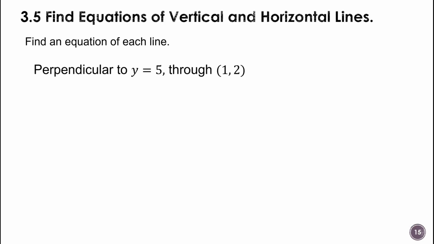Okay, finding an equation of a line perpendicular to y equals 5. Well, if you look at this on a graph, 1, 2, 3, 4, 5, y equals 5 is a horizontal line. And I want my line to be perpendicular. So that means I'm going to have a vertical line that goes through the point (1, 2). So I'm going to just say x equals 1.